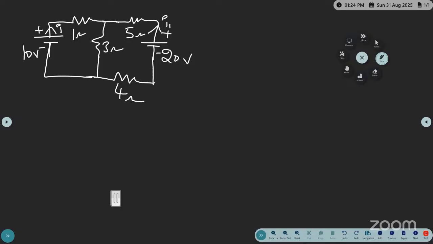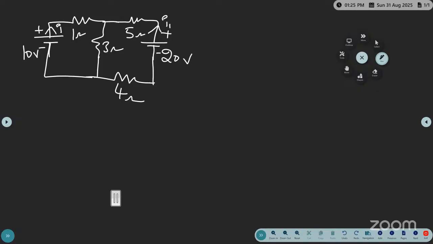The question is, for any circuit we have to find out the required value. For example, in this problem: calculate current through the 4 ohm resistor by using mesh analysis. Otherwise, calculate voltage across the 3 ohm resistor. You may ask anything. Calculate power absorbed by the 4 ohm resistor.